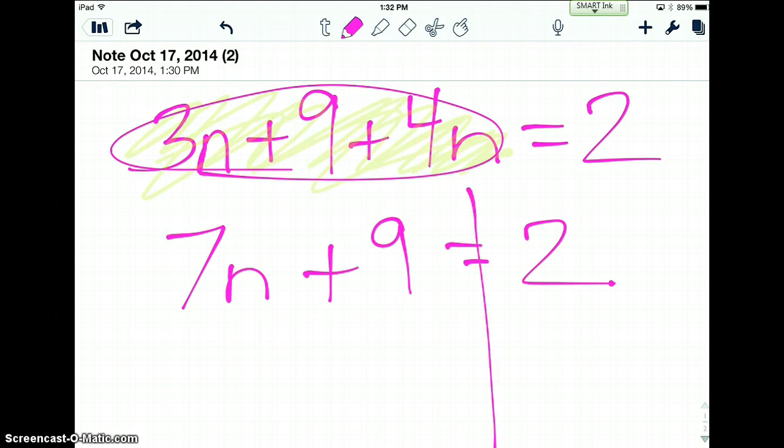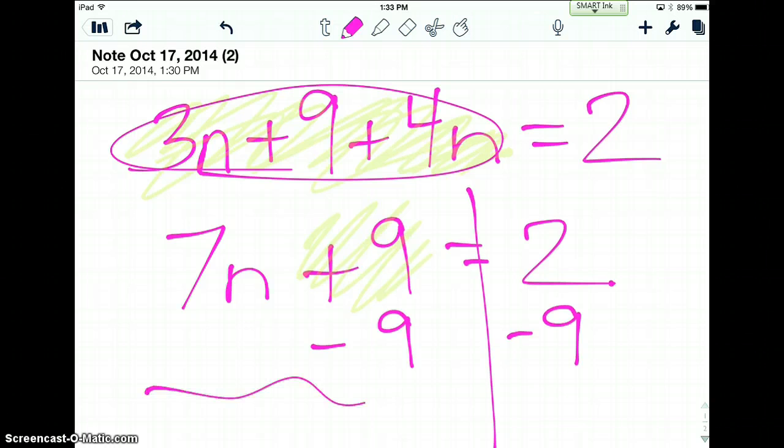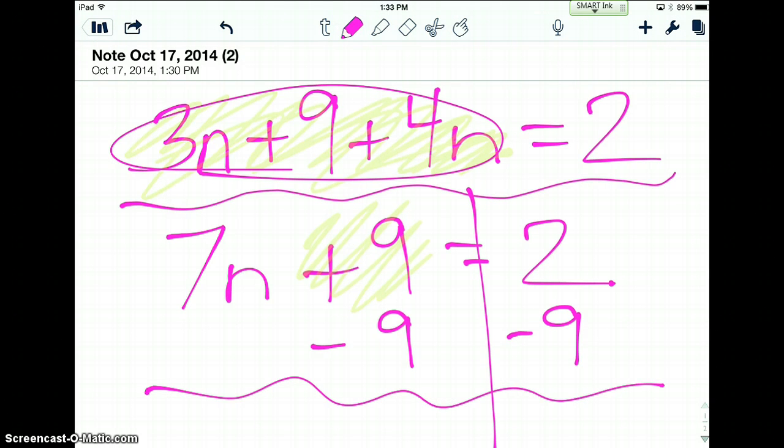So now I need to solve the equation using order of operations backwards. Addition and subtraction, I need that to go away first. So how are we going to get rid of the addition by 9? Well, we're going to do the inverse operation, the opposite operation, which is subtraction by 9. Since it's an equation, I have to do the same thing to both sides. So there's my first step, and I'm going to simplify now. So I've simplified from first step to second step.